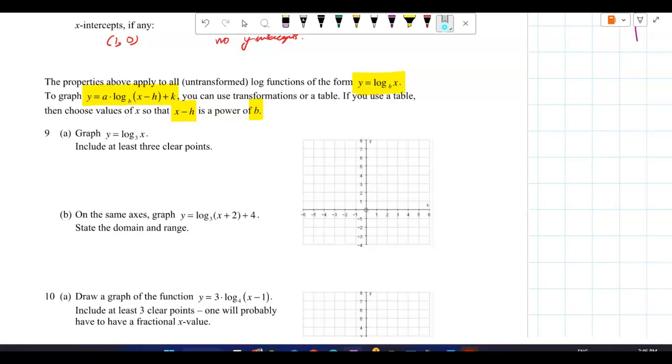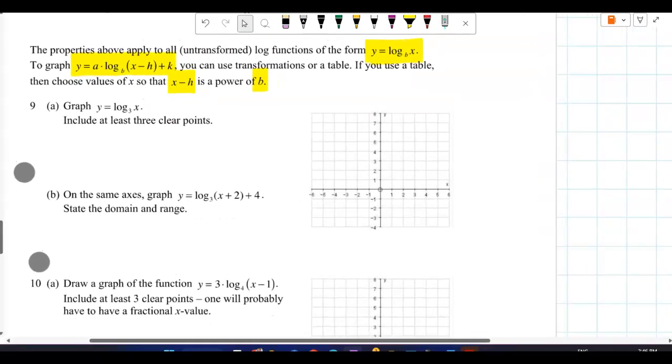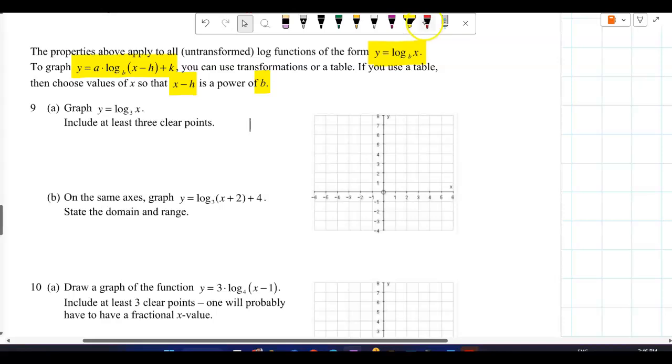Okay. So start with the first one. Include at least 3 clear points. So there's no need to inverse this one. Why should you inverse when you say any graph? Unless they ask you the question. If the question asks you, then inverse it. Otherwise, graph it, take any 2 points.